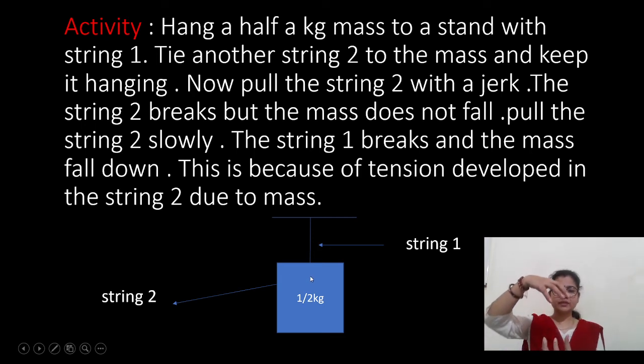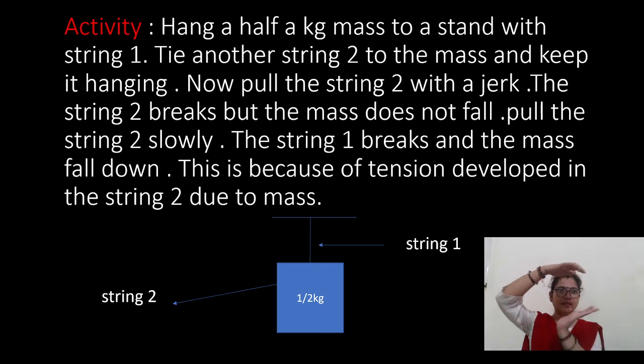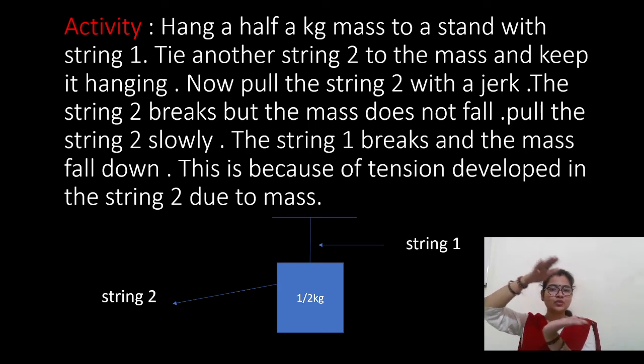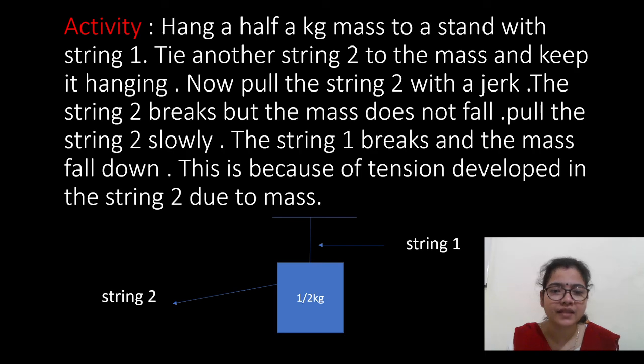So anything which we hang remains in that position because in the upward direction tension force is applying, and in the downward direction gravitational force is applying. Till the time these two are balanced, the object will be in a stationary position. If the gravitational force is more, then the mass will fall down towards the ground.